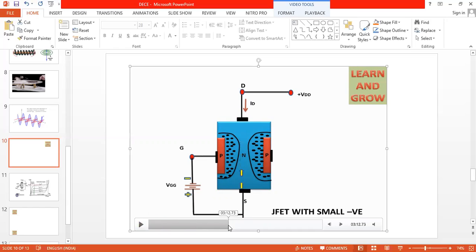So now let us see. I'm increasing the drain voltage first. Both the depletion regions are increasing and they are in contact. Now you can see that graph, why it was constant like that.